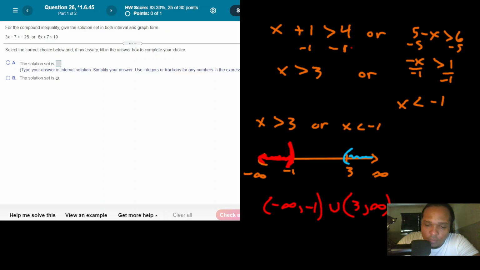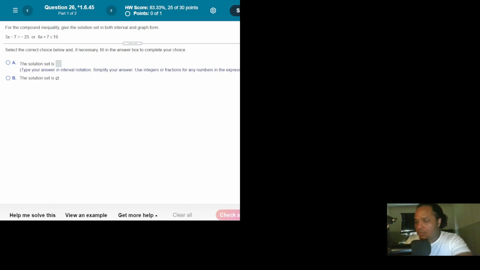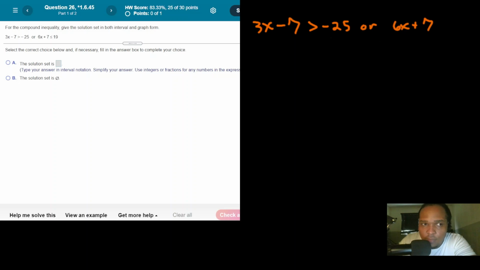Okay, let's do this. All right, we have 3x minus 7 greater than negative 25, or 6x plus 7 less than or equal to 19. Sorry. All right, let's solve. Add 7, 3x is greater than negative 18. Over here, we're going to subtract 7.